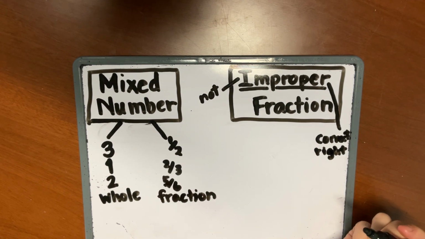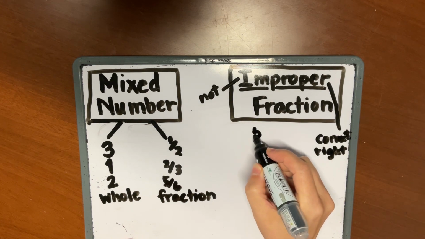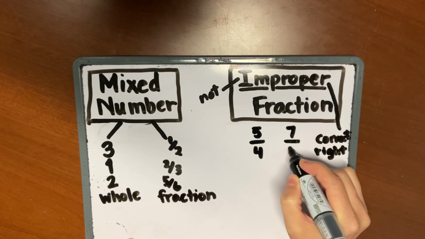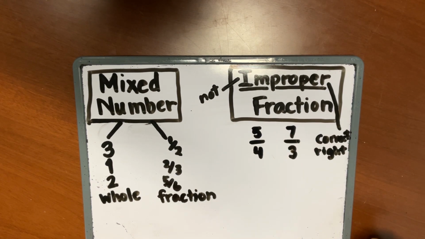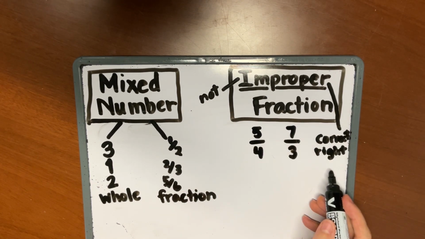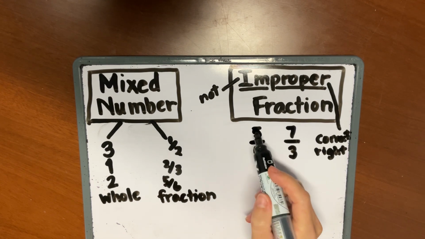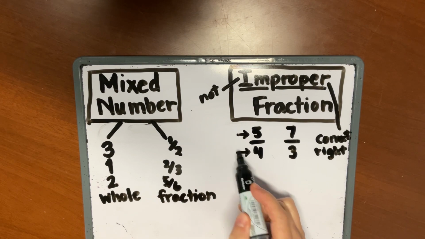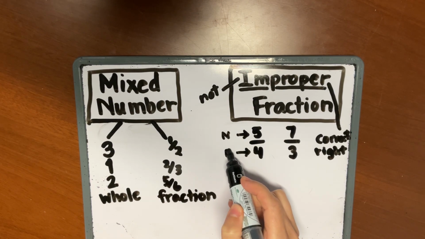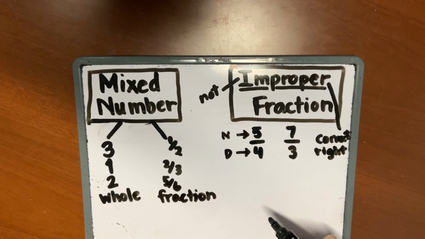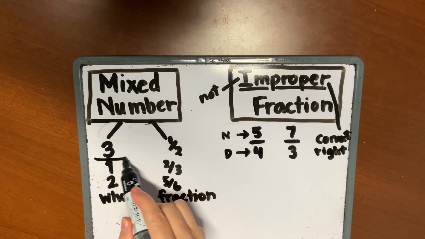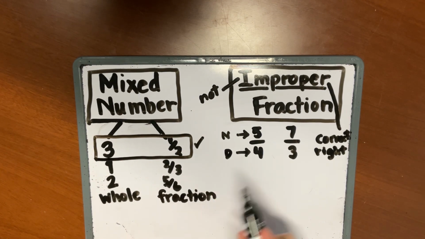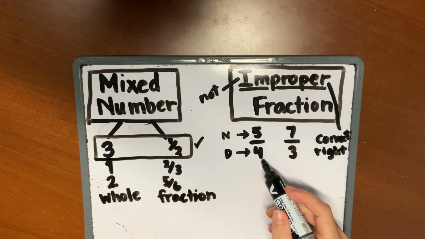And so an improper fraction might be 5/4 or 7/3. What is improper? Not correct or right. You may have noticed that the numerator is larger than the denominator. And when this happens, we consider it improper. It's not correct. Correct would be to say 3½ is kind of the proper way, but we still use improper fractions in our lives.